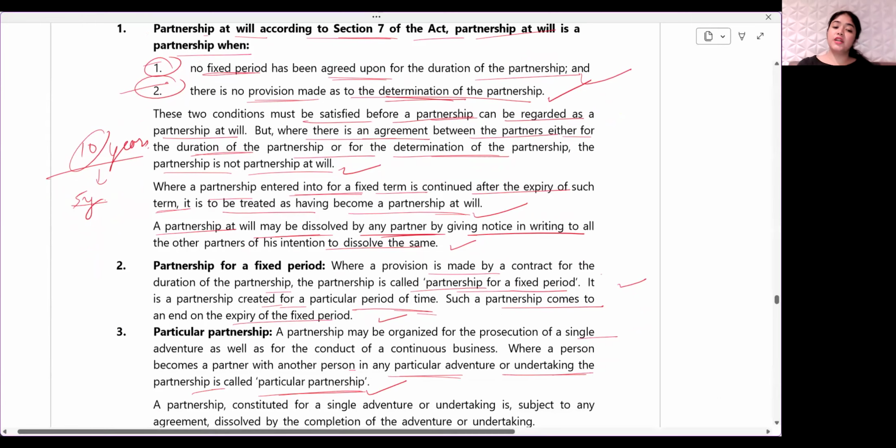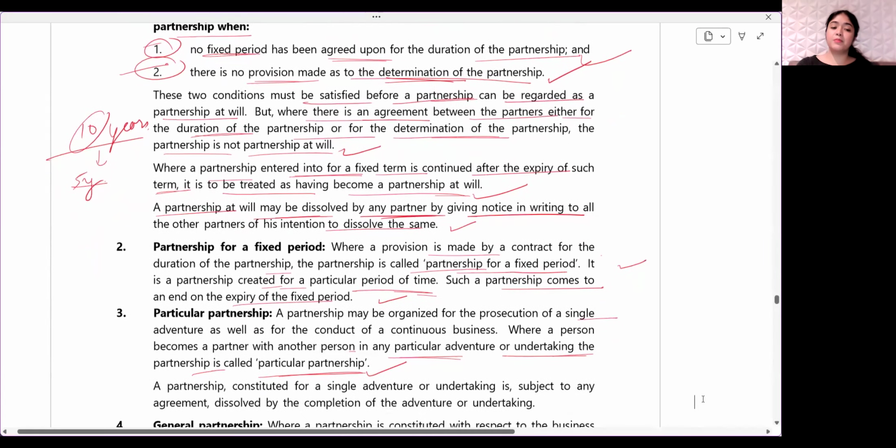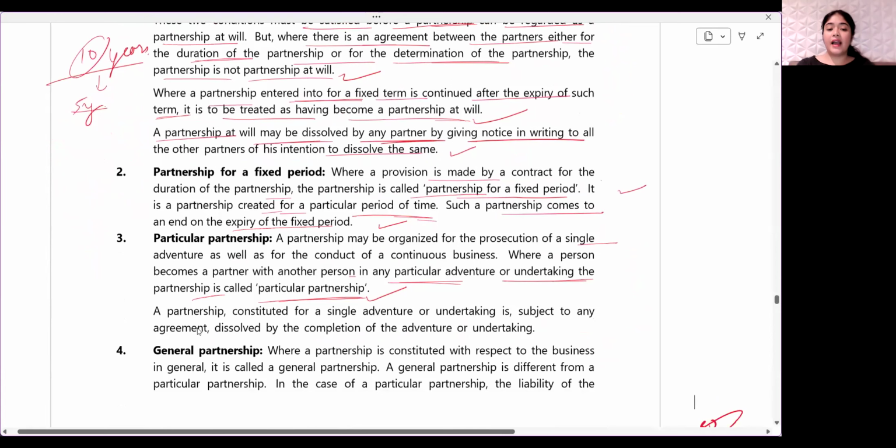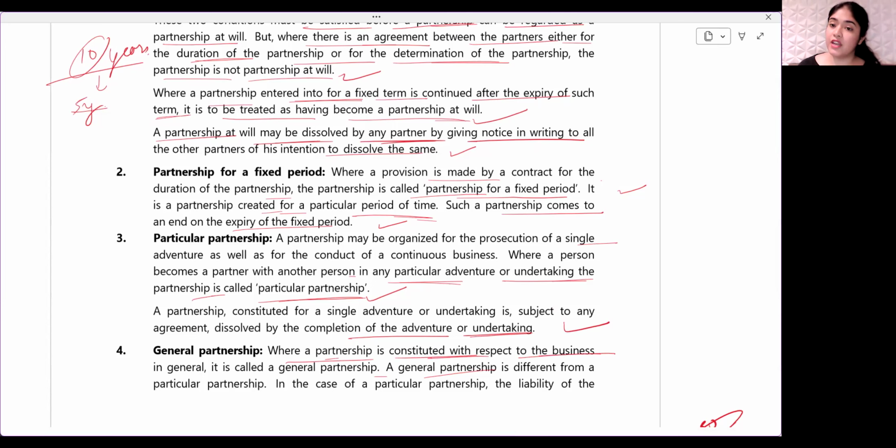A partnership constituted for a single adventure or undertaking is, subject to any agreement, dissolved by the completion of the adventure or undertaking. When the completion of the adventure or the undertaking is done, you can say that particular partnership comes to an end. When the construction is done, your partnership will come to an end. Where a partnership is constituted with respect to business in general, it is called a general partnership. Two partners agree to sell the products. Any product can be sold, and the partnership can function for any duration of years. That time you can say it is a general partnership.